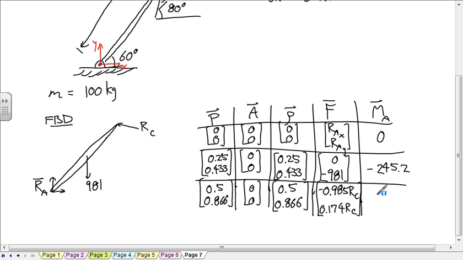Is that pi over 6? That's just an estimate.